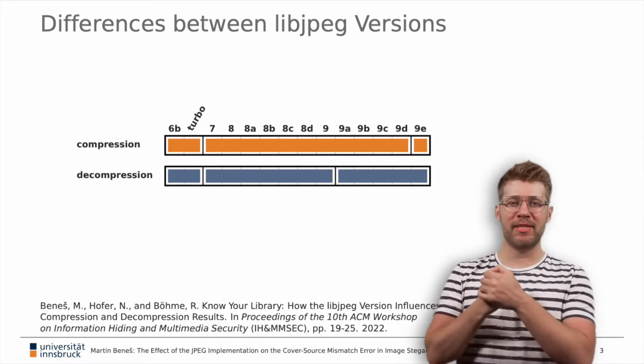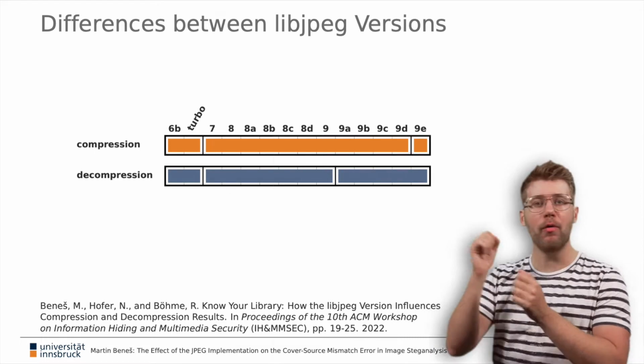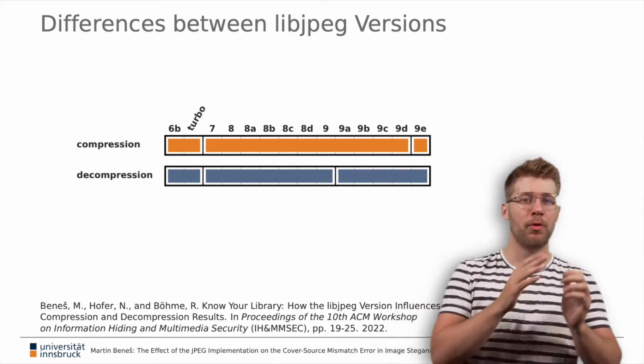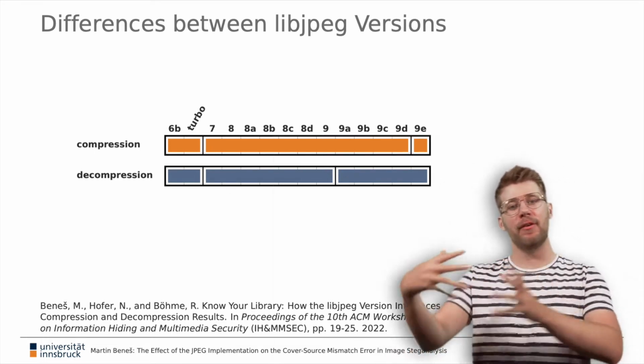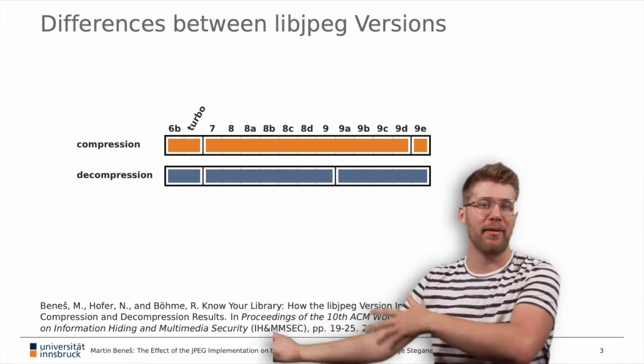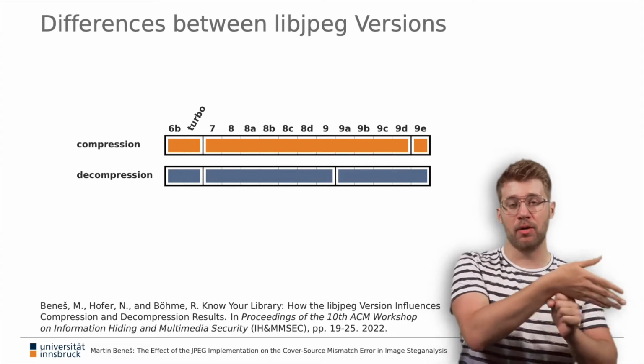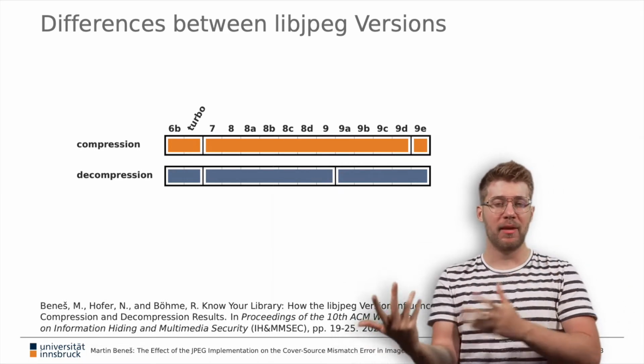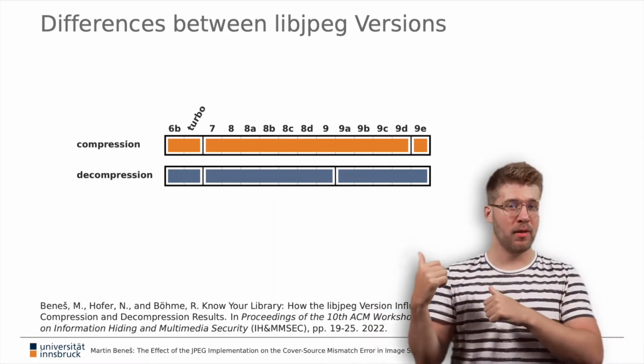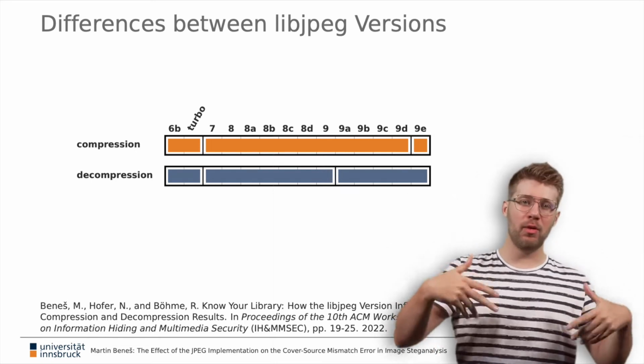You can see that, for example, for compression in orange, version 6b and Turbo produce exactly the same output, but it is different from the output of versions 7 and above. Also note that the pattern differs for compression in orange and decompression in gray. If you're interested in the causes of this, check out our previous paper. Here we deal with the effects.